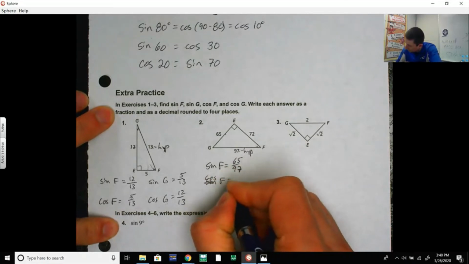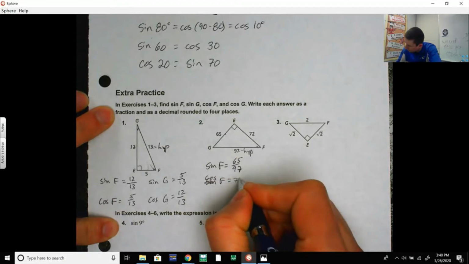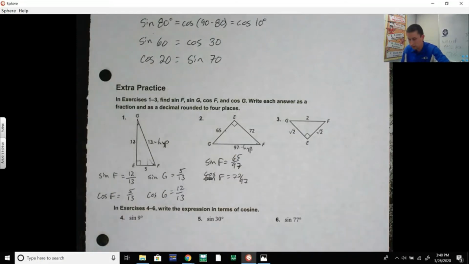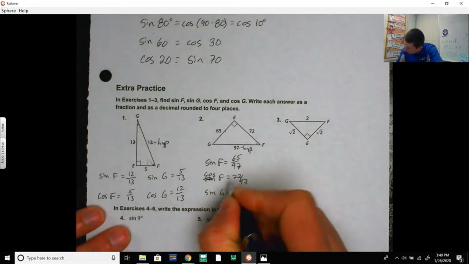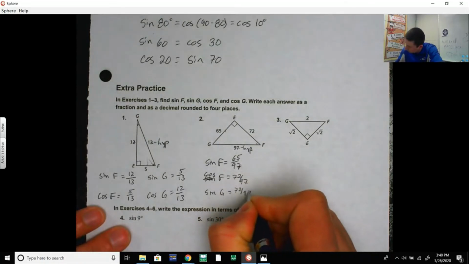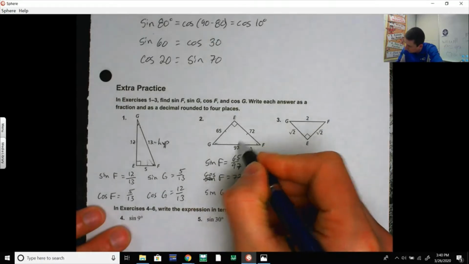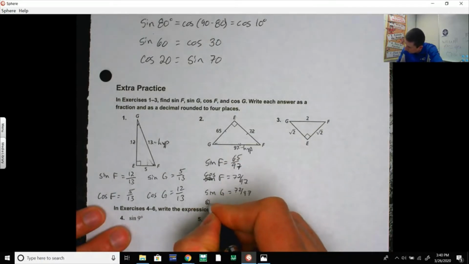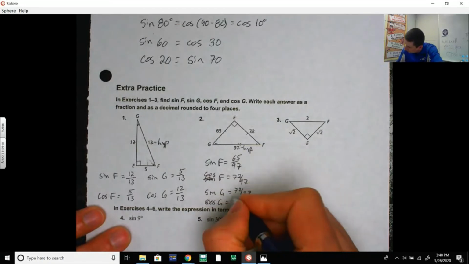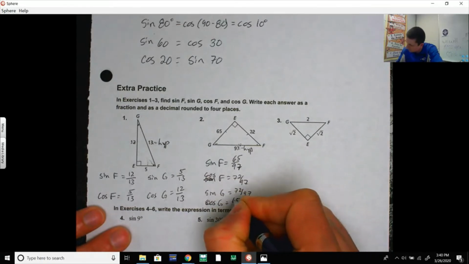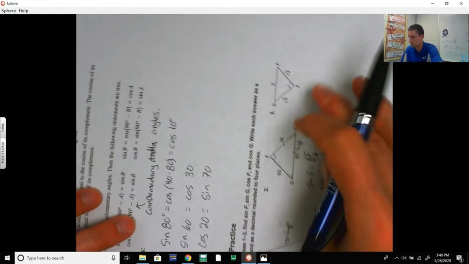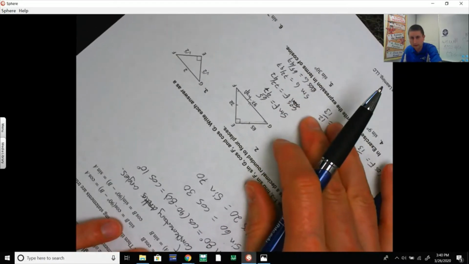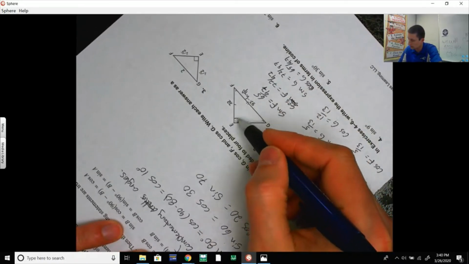Cosine of f would be 72 over 97. That stays the same. So the sine of g should be 72 over 97. There's g, opposite over hypotenuse, 72 over 97. The cosine of g should be 65 over 97. So g adjacent would be 65. That'd be hypotenuse. If it helps, hold your paper or turn your screen at an angle that helps you. And it helps me to put that right angle in a corner like that.